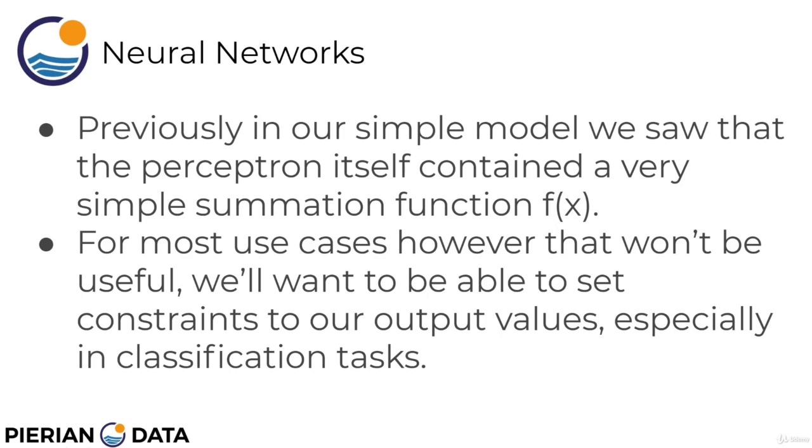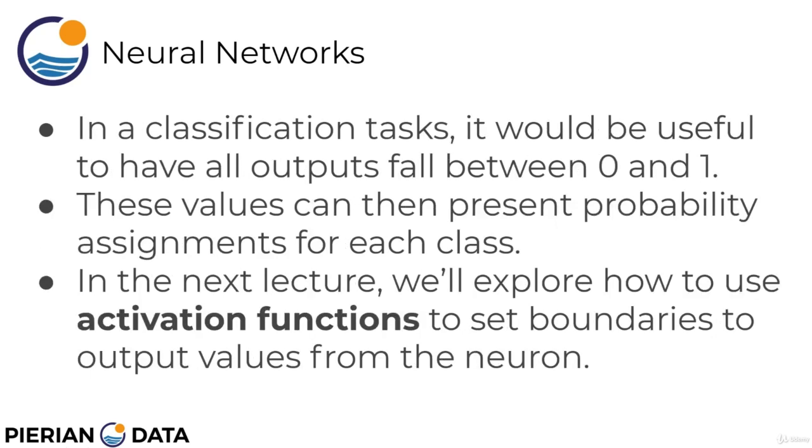However, in most use cases, we really don't want to just do a straight sum. Instead, we're going to want to be able to set constraints to our output values, especially in classification tasks. So you can imagine in a classification task, it would be really useful to have all the outputs fall between 0 and 1. And then these values can represent the probability assignments for each class. If we just have a large summation, we have no upper limit on what values can be.